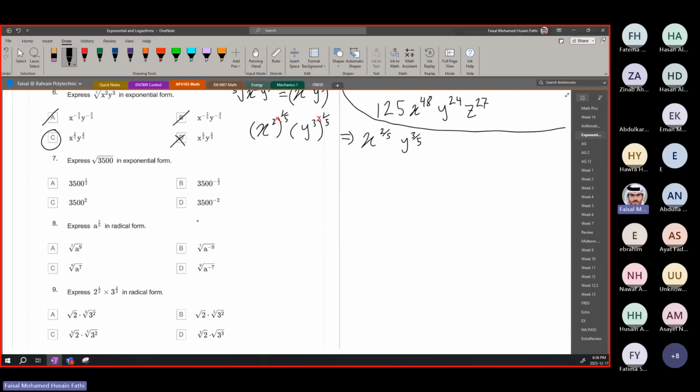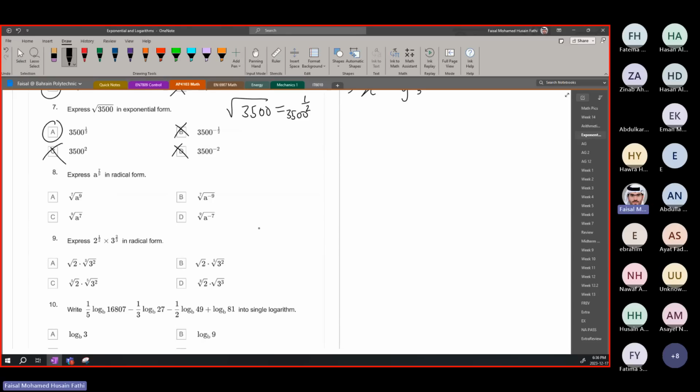Express this in exponential form very directly: 3500. This is square root, so it's going to be power half, 3500, and that's it. Power half, not squared, not minus. Okay? Express 7/9 in radical form.